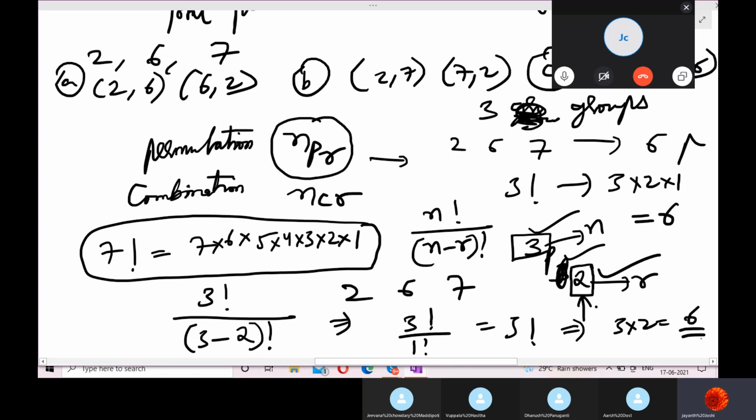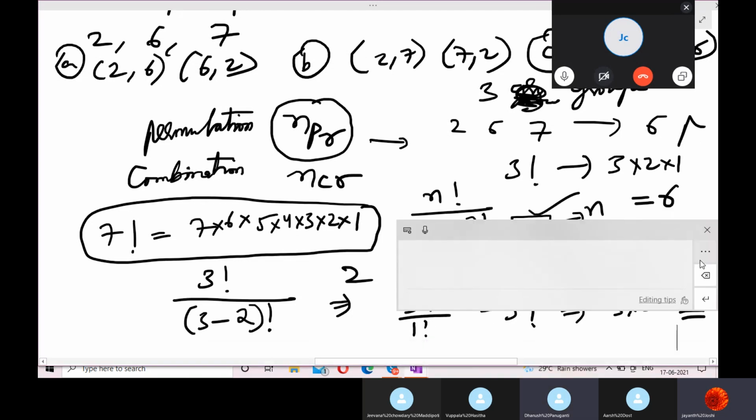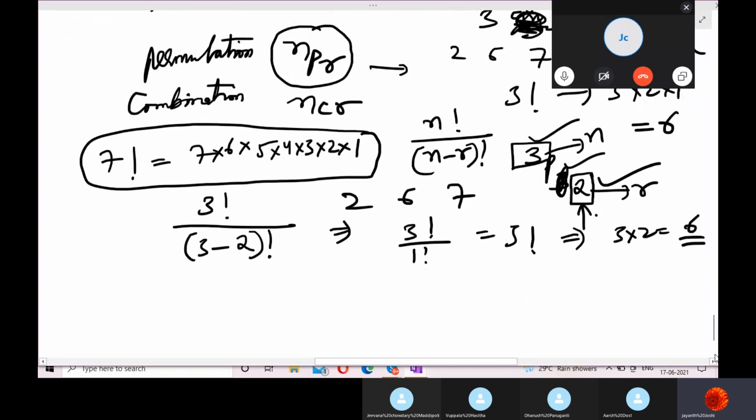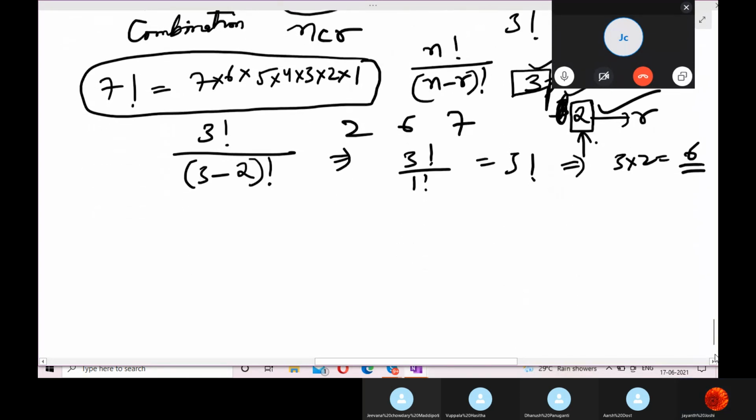Now let us prove the point for combination. So this is the permutation formula. I will give you a derivation of this. Okay, please understand the derivation, all of you, very properly. What is exactly happening here?